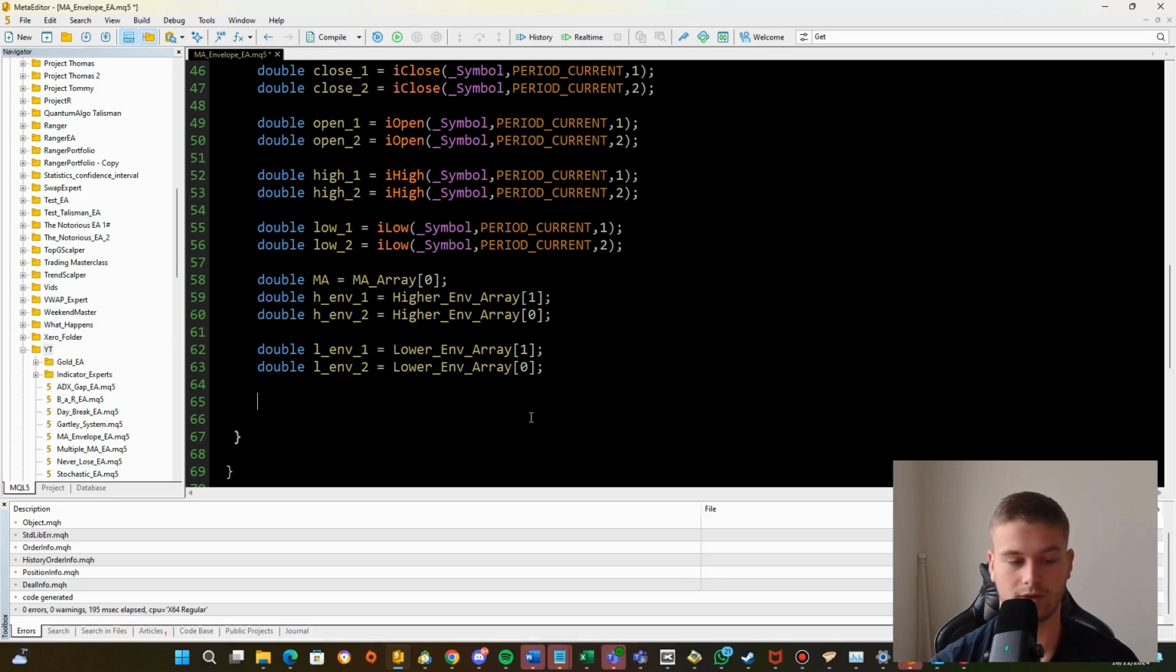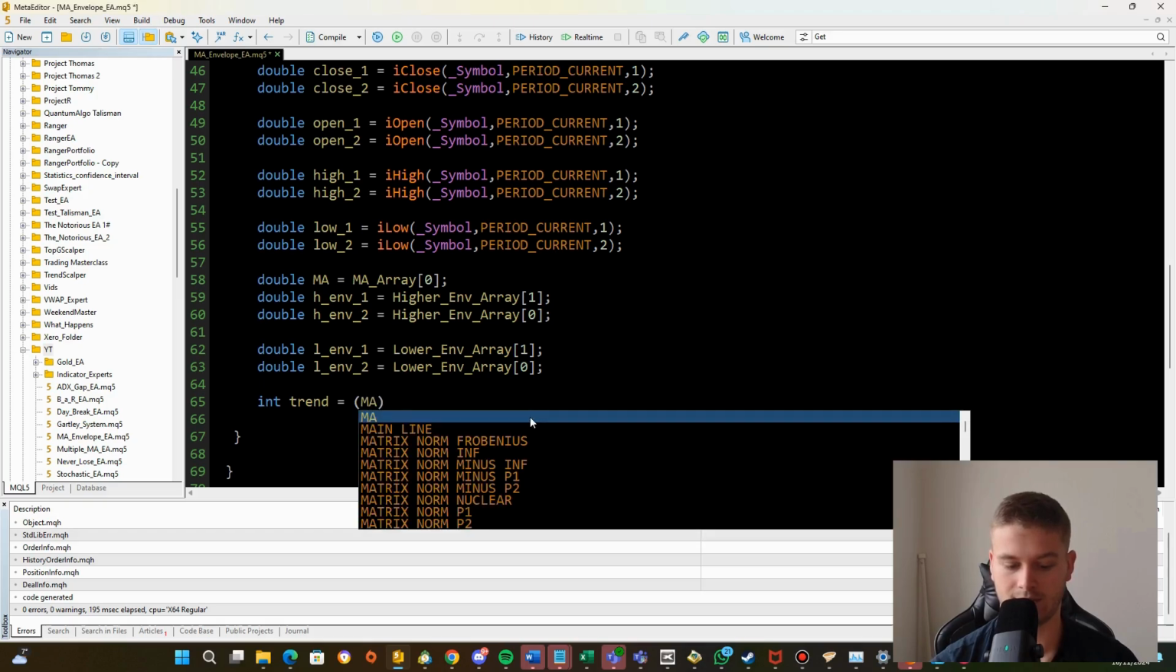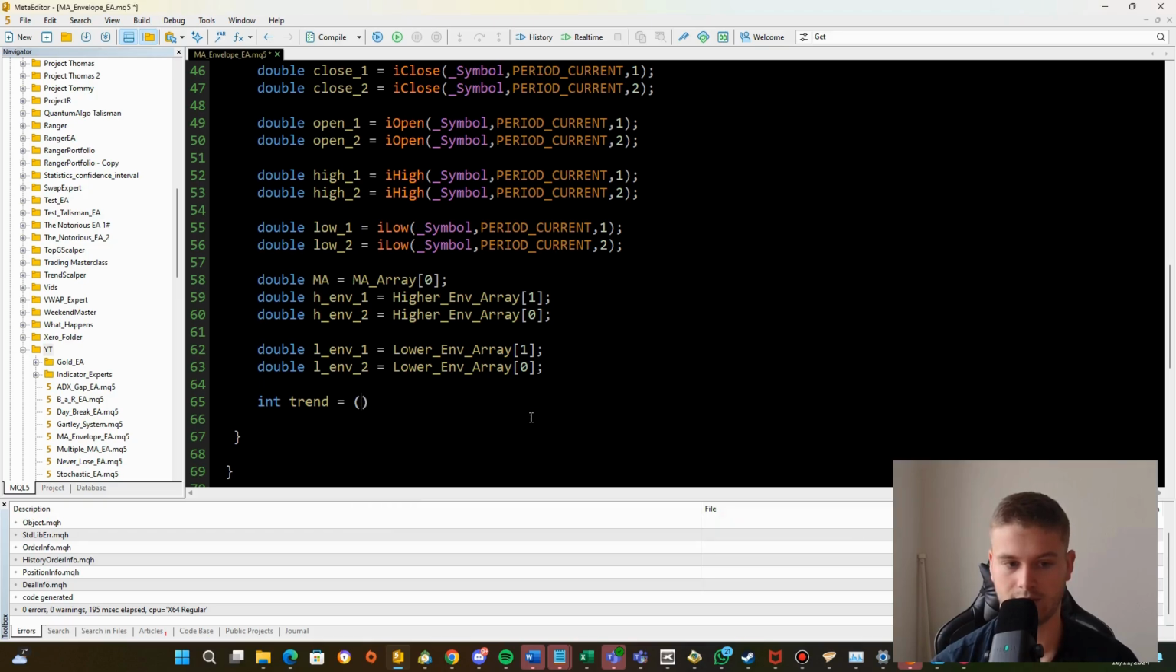Okay, so now integer trend, and let's say, if MA, so now we have to check whether the price basically touches the moving average. So that's the first thing. So, or we don't, because sorry, forget what I just said.